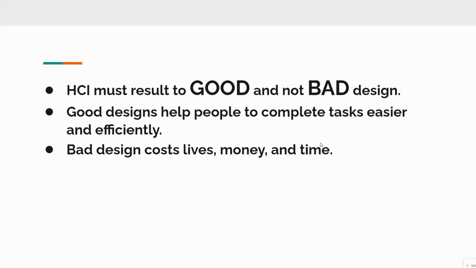Good designs help people to complete tasks easier and efficiently. It can also be good in the process. That's why, if you remember in your basic computer programming, we have algorithms. In the market, whoever writes a faster algorithm is most likely the one chosen by the prospective company that will buy it. Because faster algorithm means faster process. It means faster transaction or a faster way for the end users to complete a task.